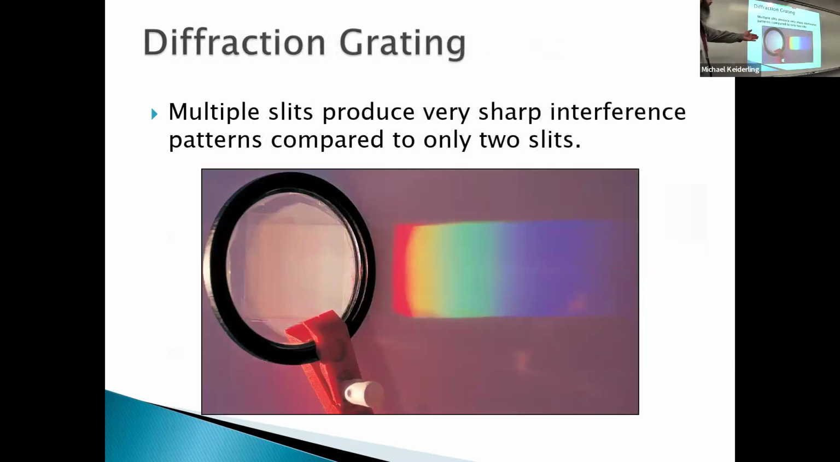And multiple slits will produce very sharp interference patterns compared to only one slit. This is what we did in the lab with the diffraction gratings. Though the diffraction gratings we have are grids, so they go both left and right, and up and down. Because they were cheap.